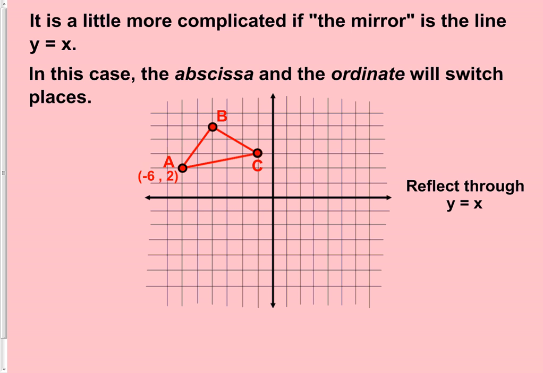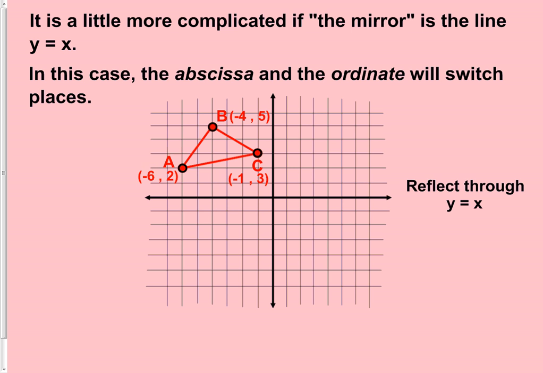Now, once again, on the last example, it wasn't that important to know the coordinates up front. This time it's going to be. If we're going to switch the x value and the y value, we better know what they are. Okay, so once again, A is at -6, +2, B is at -4, +5, and C is at -1, +3. That's going to be important.